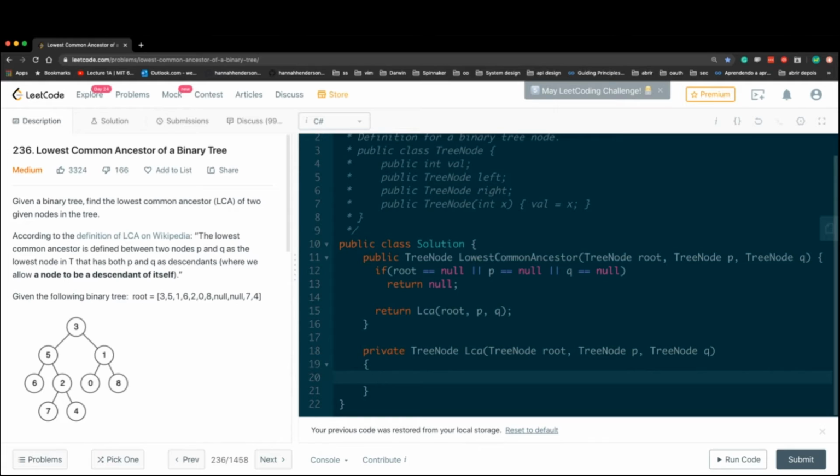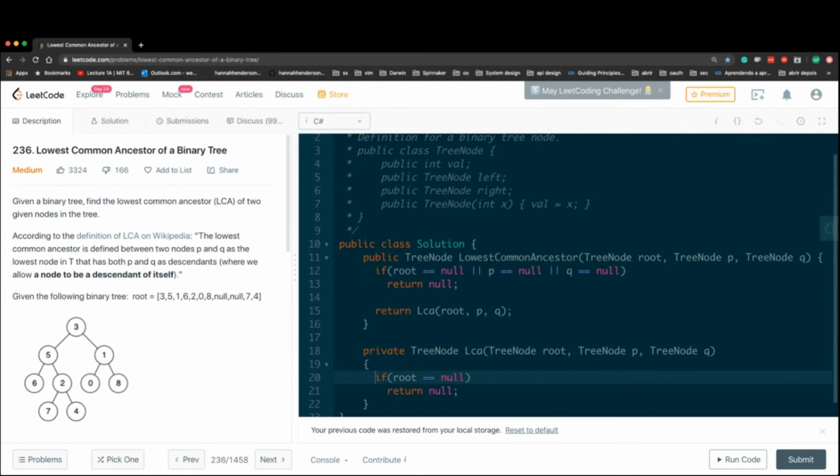So I think the base case is also close to the base case in the function above, with the difference that we will not check P and Q because we already did, and we will not manipulate P and Q. We will just manipulate root here. So we just need to check if root is null, because if the root is null, we can't compute anything. We will just return null.